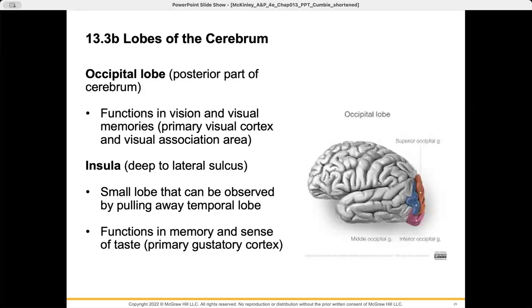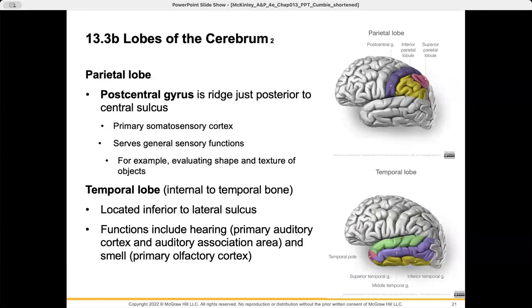The last lobe is the insula, which is internal. This is a very small lobe, and it functions for memory and your sense of taste, which is called your primary gustatory cortex. I will mention here, I like these terms because they are the more scientific way of speaking about your special senses: vision, smell, hearing, taste. Taste is referred to as gustatory, smell is olfactory, hearing is auditory. So a few of those functions.